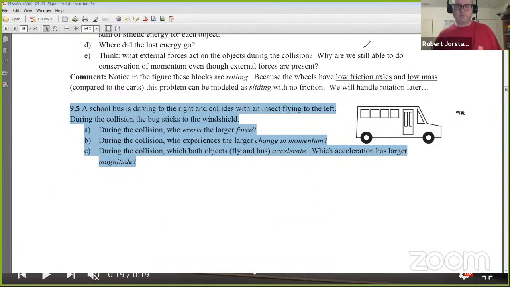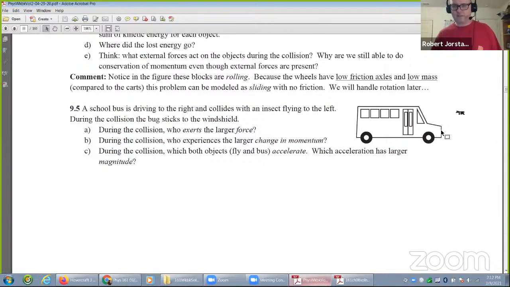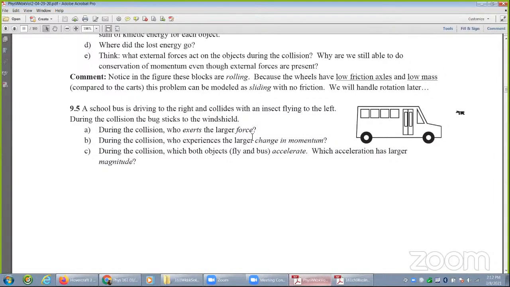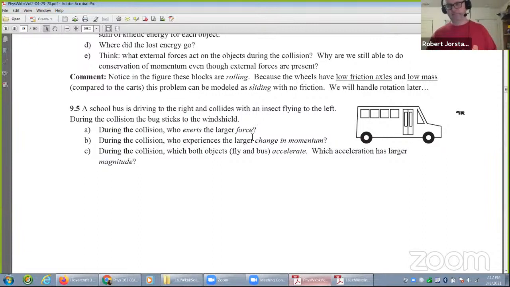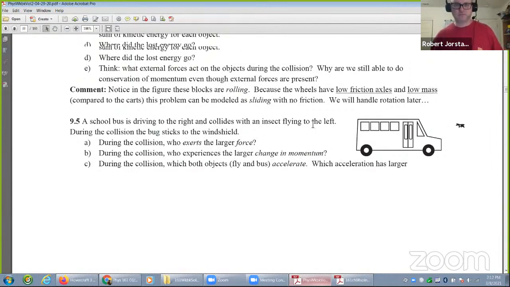Let me see this. What type of collision is this, when the bug hits the bus and sticks to it? Do you remember? Inelastic. Perfectly inelastic. So yes, it's inelastic, and we usually add the adjective perfectly to that, just because when they stick together and move in unison afterwards, yeah. Okay.